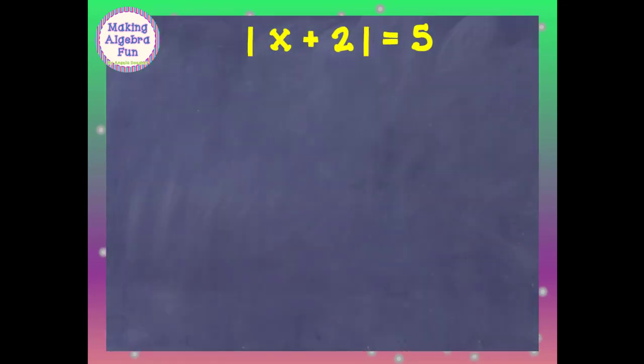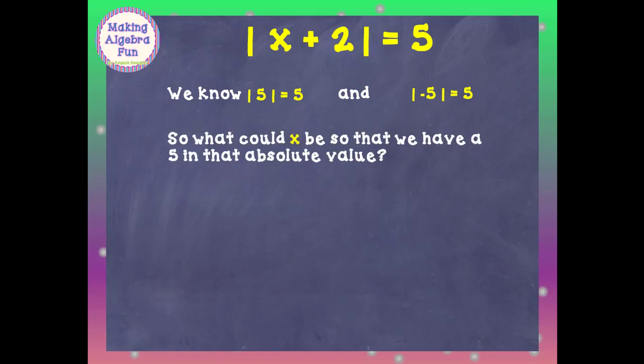Now we're going to take a look at an absolute value equation that has more than just x inside. And I will be showing you how to solve this directly in a few minutes, but I just want to play around with it a little bit so you get a feel for how these work. We know the absolute value of 5 is 5 and that the absolute value of negative 5 is 5. I say that because what's inside those absolute values needs to either be 5 or negative 5 for this to work. So the question becomes, what could x possibly be so that we would have a 5 in that absolute value? So let's just think about this.